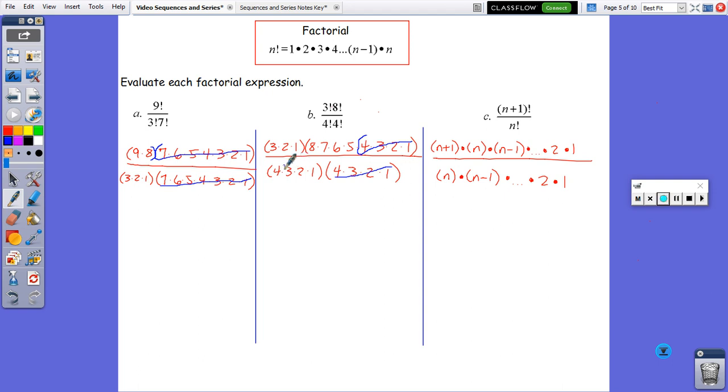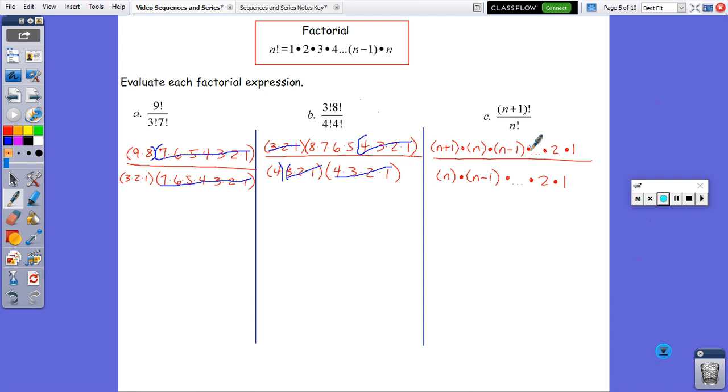Since it's all multiplication, maybe you want to take out the 3 factorial. So we could take out that 3 factorial by breaking up this 4. So now we just basically have 8 times 7 times 6 times 5, the remaining numerator values, divided by our one remaining denominator value of 4. And once again, I can let you simplify that out.